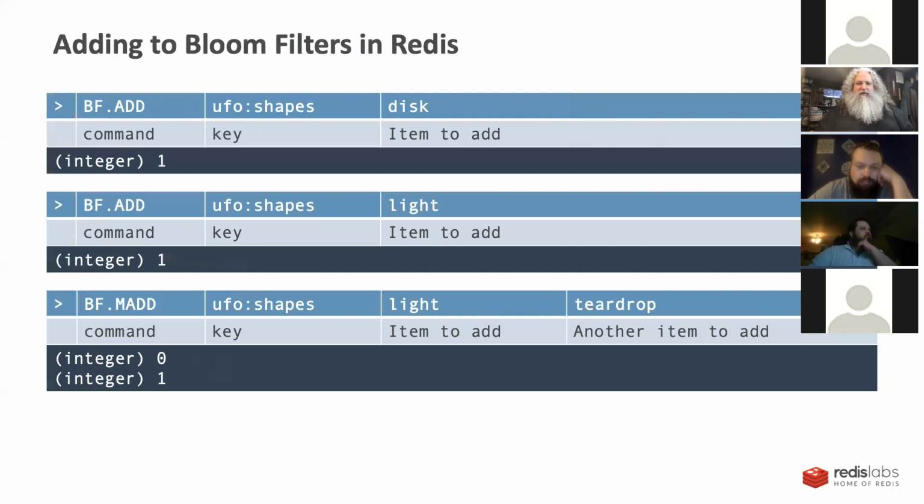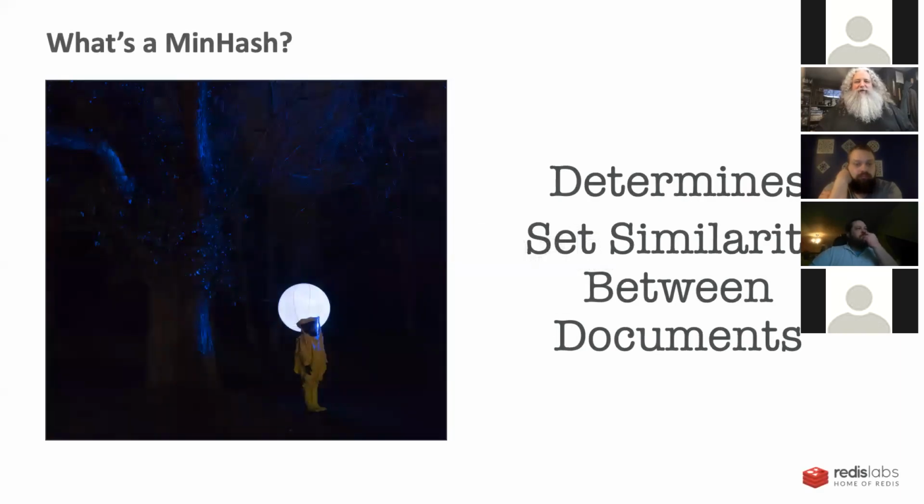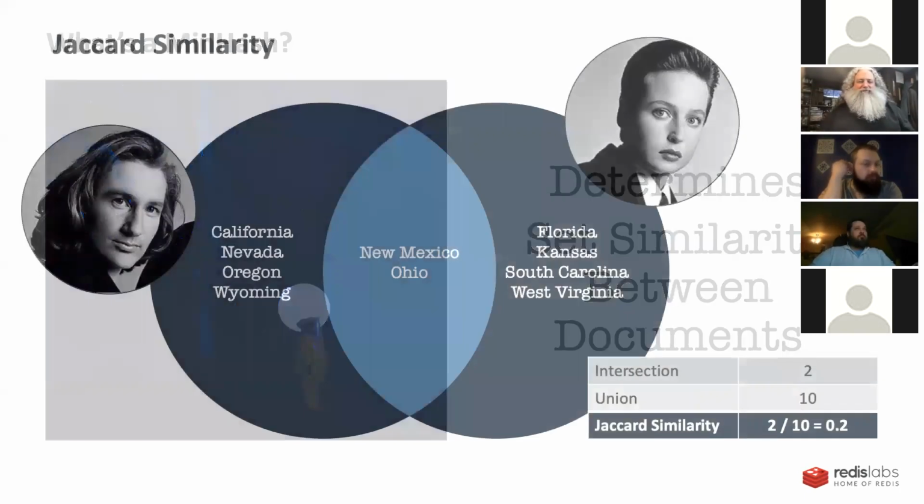Yeah, it does. Cool. Okay, let's look at minhash. Minhash is not part of Redis, but it's really fascinating. And what minhash does is it determines the set similarity between documents. And set similarity is this idea. It's called a Jaccard similarity.